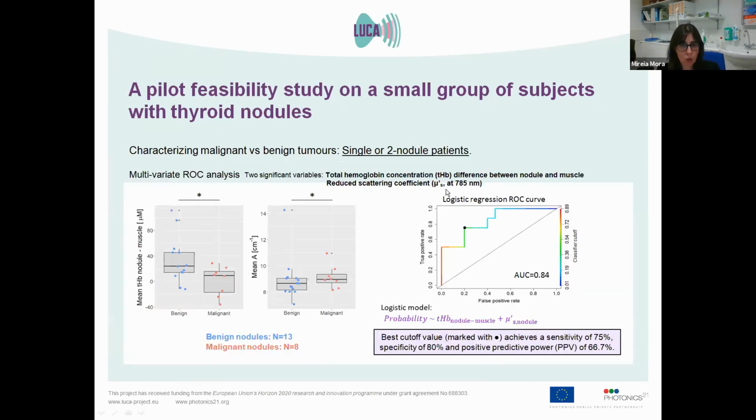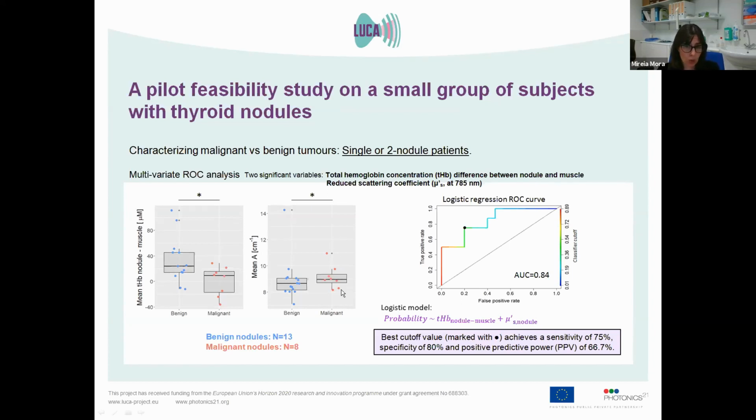The next step was to perform an analysis in order to see if any of these variables was able to help us distinguish between benign and malignant nodules. And we found that two variables were significantly different between malignant and benign nodules. These variables are total hemoglobin concentration difference between the nodule and the muscle, and also the reduced scattering coefficient. The first variable was associated with lower levels in patients with malignant nodule, and the second was associated with higher values in malignant nodules.